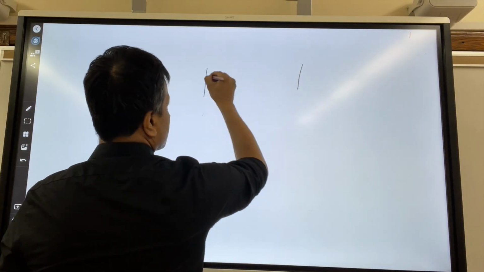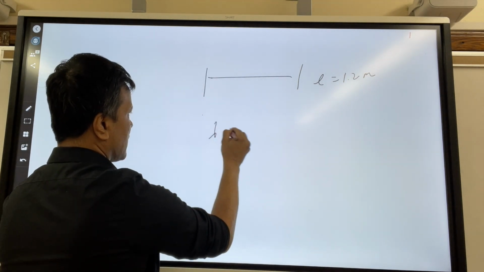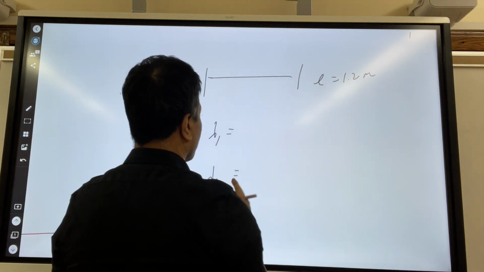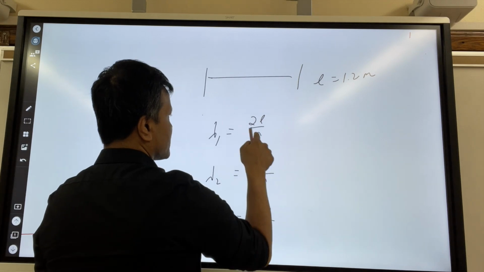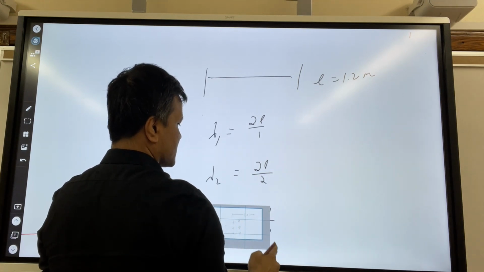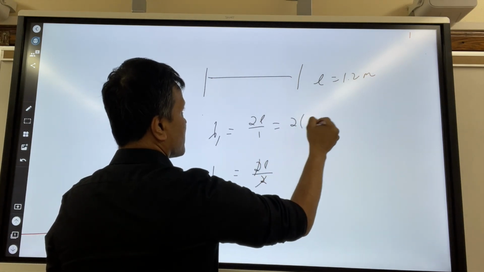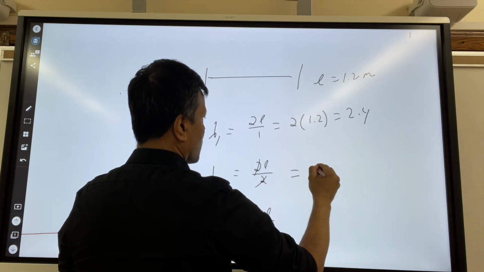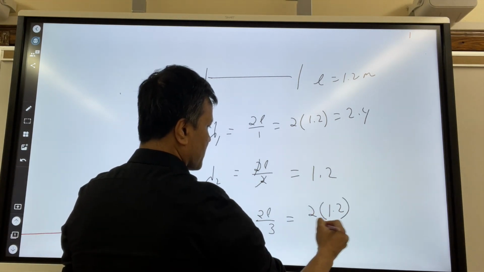All right, a guitar string is 1.2 meters long. I want you to find the wavelength for the first harmonic, the second harmonic, and the third harmonic. So the wavelength is 2L over N for each. N is 1 for the first, N is 2 for the second because 2 loops, and N is 3 for the third because 3 loops. The 2s cancel. So 2 times 1.2 is 2.4, this one is just 1.2 because of L, and this one is 2 times 1.2 divided by 3, and that's it.